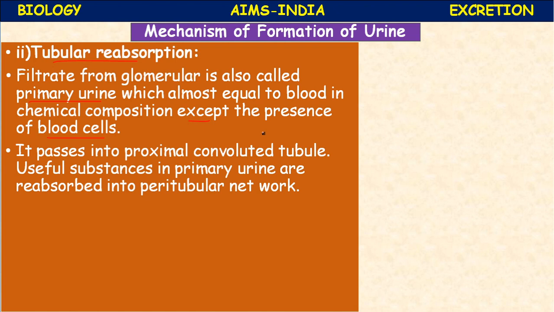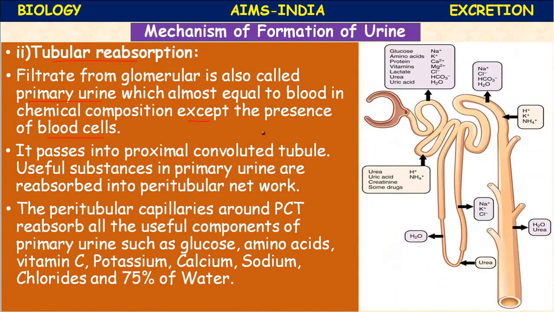In tubular reabsorption, the peritubular capillaries around the proximal convoluted tubule, PCT, reabsorb all the useful components of primary urine such as glucose, amino acids, vitamin C, potassium, calcium, sodium and chlorides, and also 75% of water is reabsorbed.